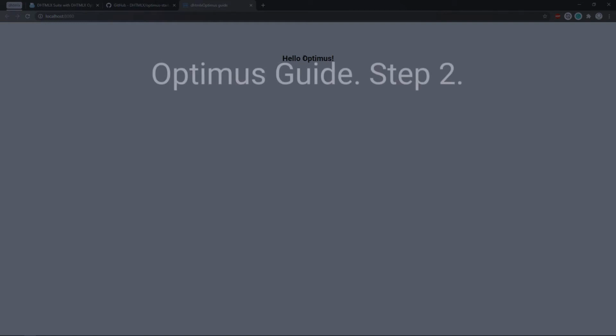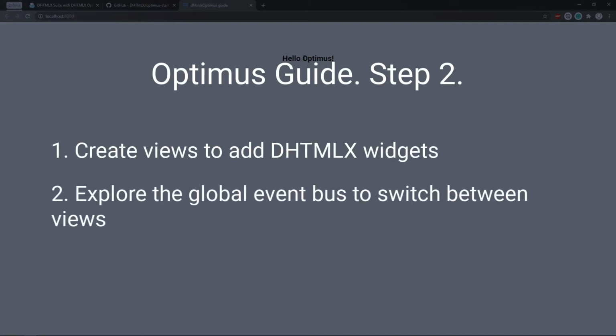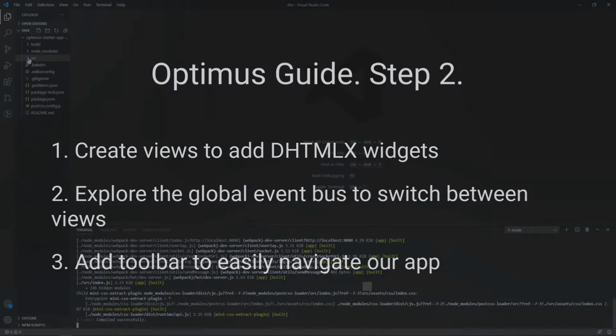In the previous video, we went through all the steps necessary to run Optimus. Now we'll create views to add DHX widgets, explore the global event bus for switching between the created views, and add the toolbar to easily navigate our app.